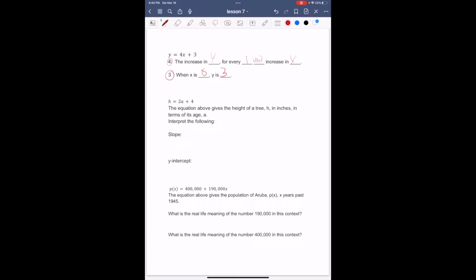Let's look at this in a real-life context. The equation above gives the height of a tree in inches in terms of its age, A. We have to interpret the slope. So that's the number 2, and that is the increase in y. But y isn't y here, it's h, the height. For every 1 unit, but it's not units anymore, it's years. So for every 1 year increase in x, but it's not x anymore, it's the tree's age.